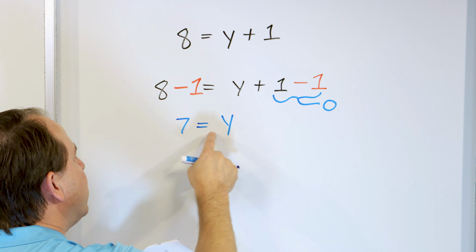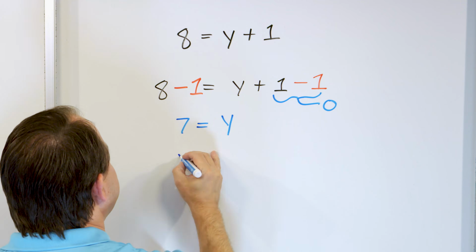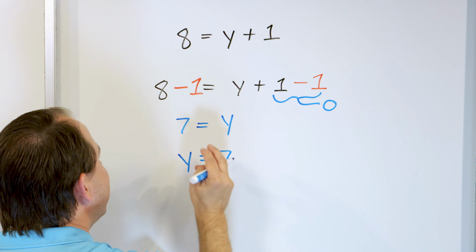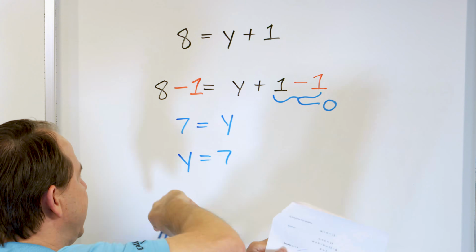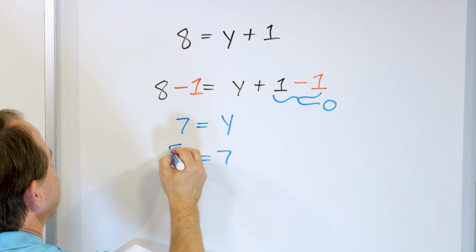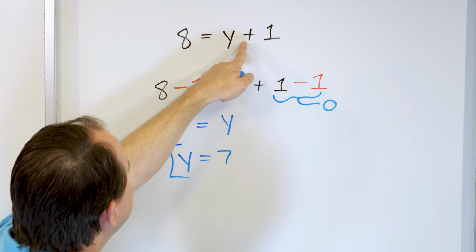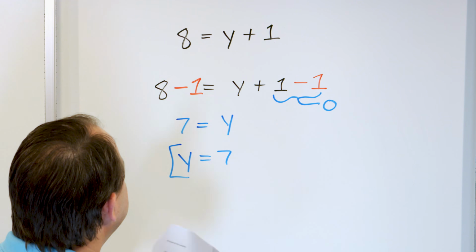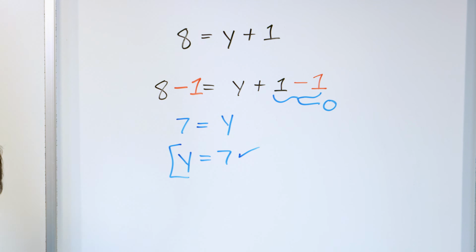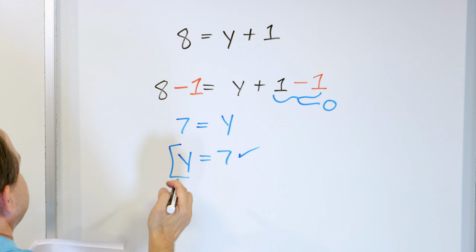Now, if 7 equals y, then we can flip it around and simply say that y is equal to 7. When you have something equals something, you can just flip it around. This is the answer. Let's check. If y is 7, stick it in there. 7 plus 1 does indeed equal 8, so we know we have found the correct and the only solution to this problem. All right. We are over halfway done with this lesson.